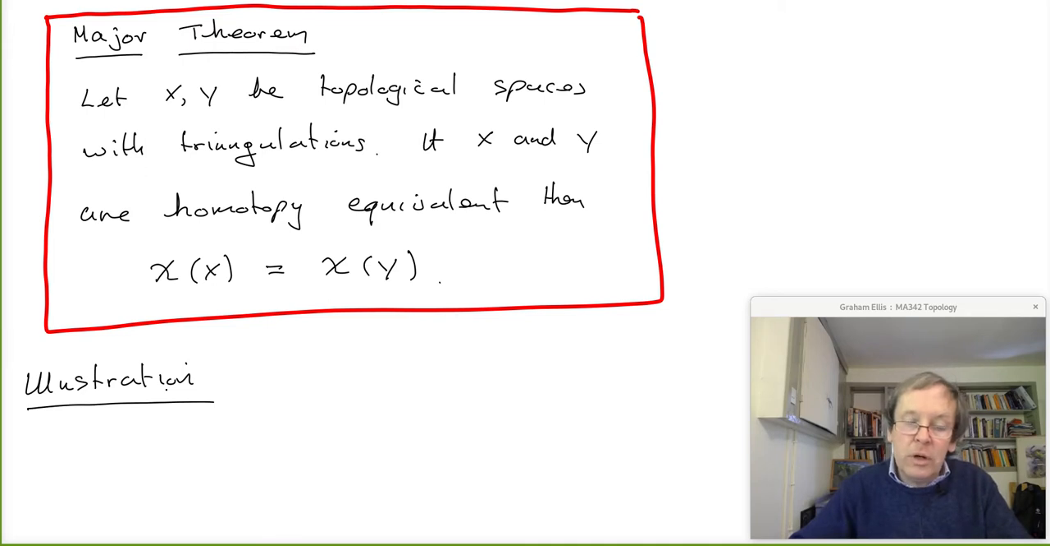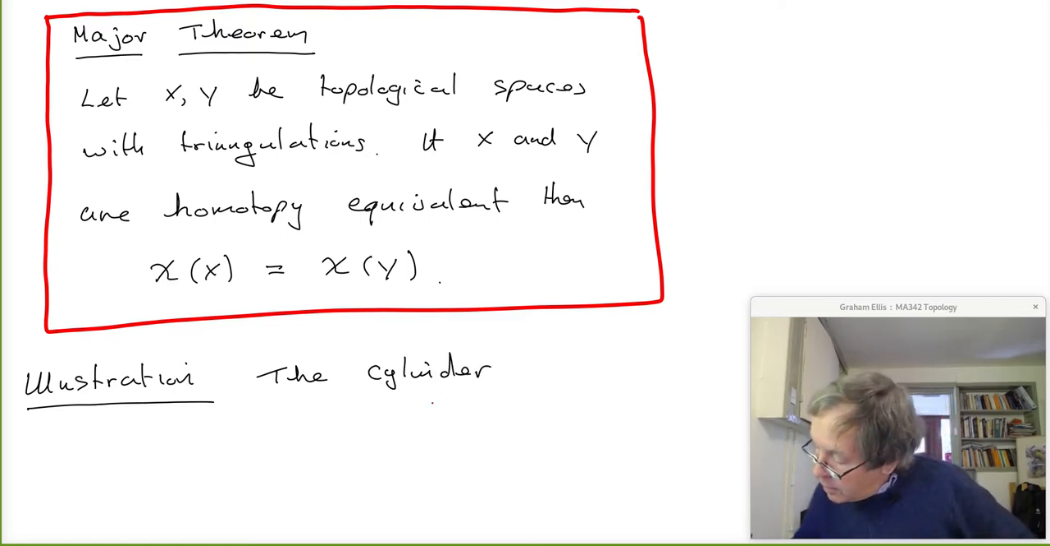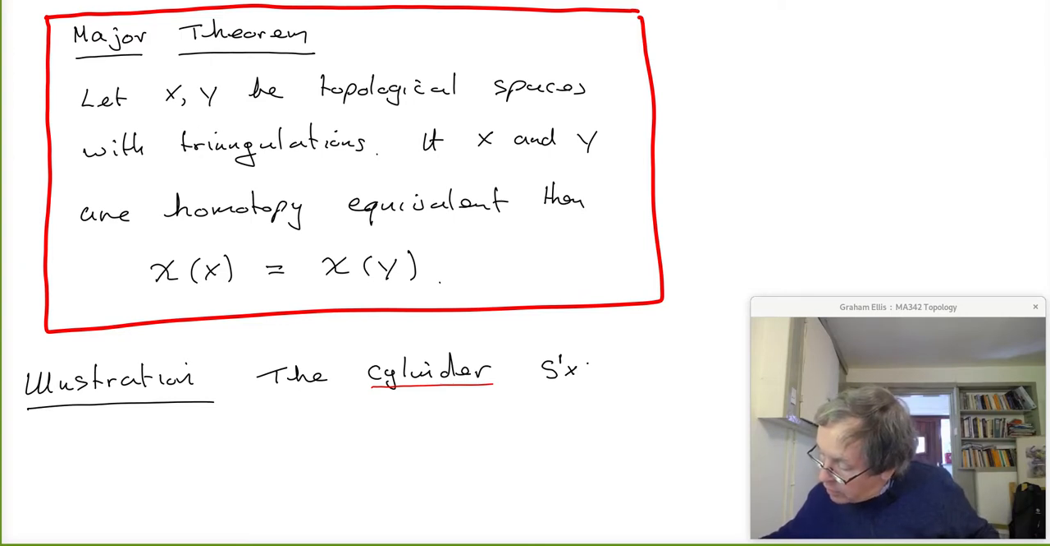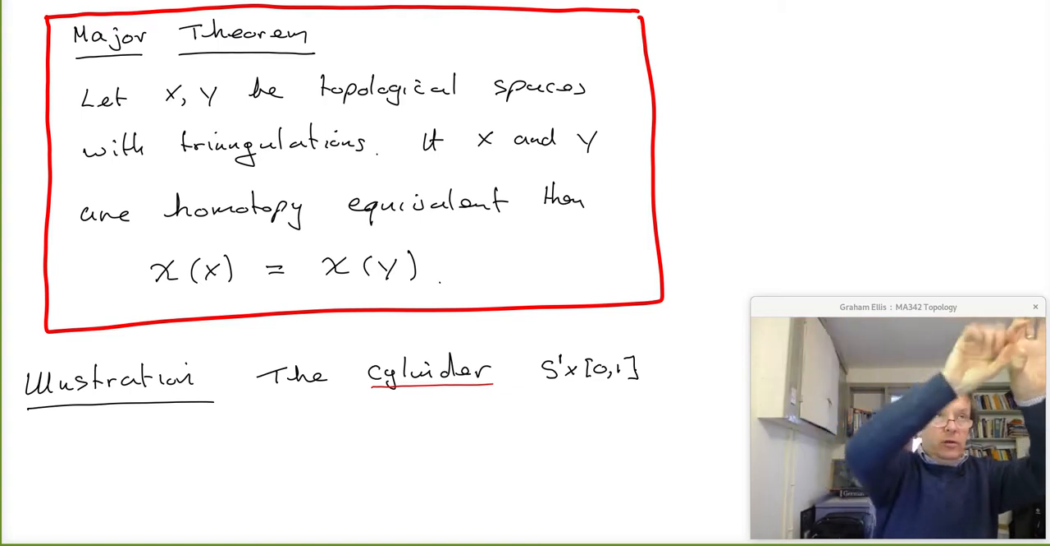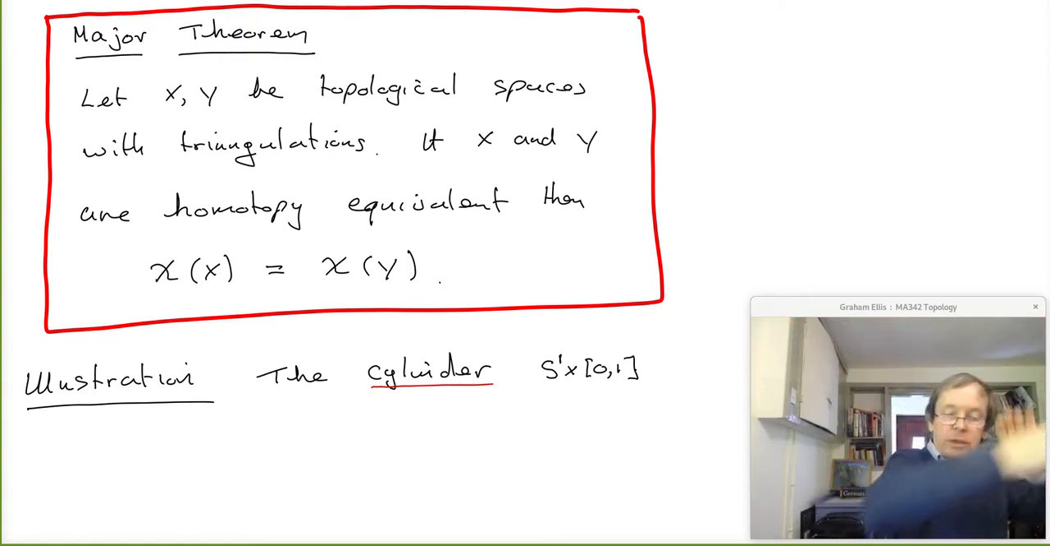Let me consider two homotopy equivalent spaces. Well, here's one space, the cylinder. What I mean by a cylinder is the space got by taking a circle, which I write as S1. Everyone knows what a circle is. If I take the direct product of the circle with the unit interval, I get, well, maybe I should call it a pipe rather than a cylinder, a pipe with no ends. The circle direct product the interval is a pipe of length one, with a hole right the way through it. So I'm going to call that the cylinder.